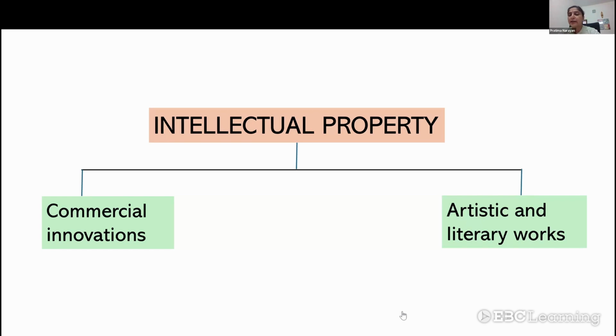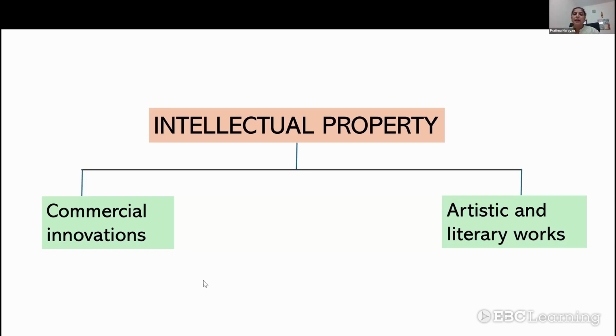And what about the artistic, literary works? It is the copyright or the content space, right? A lot of content comes under this bucket of what we call artistic, literary, and various other works. When you're talking about commercial innovations, it is the core innovations that happen and they fall under this bucket.